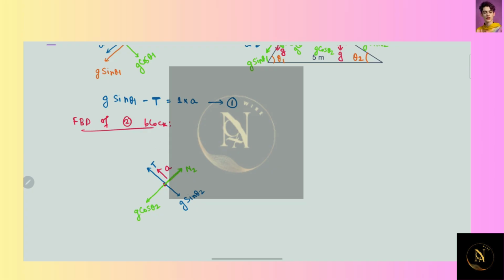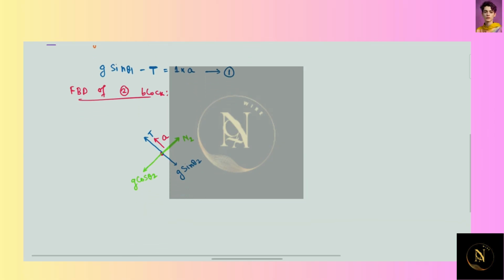If I write Newton's second law along the inclined plane, in this case T will be more than g sin theta 2. So T minus g sin theta 2 is going to be equal to m into a. What is the mass of the block? That is 1 kg, into a. So let's say this is my equation number 2.